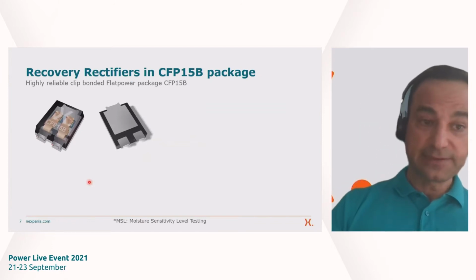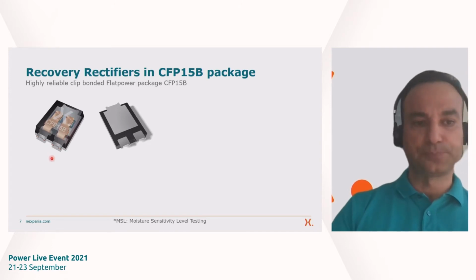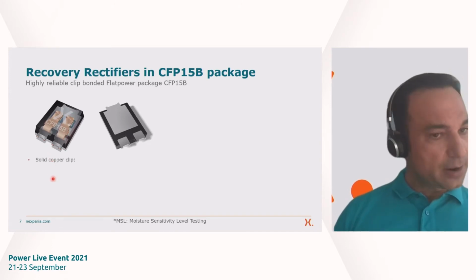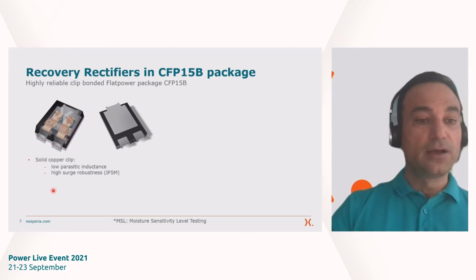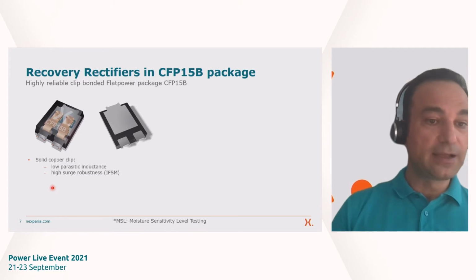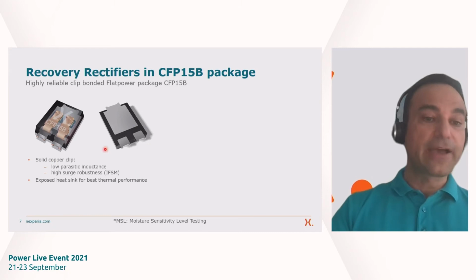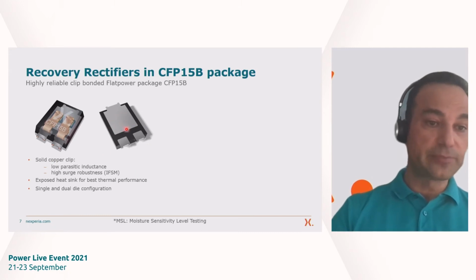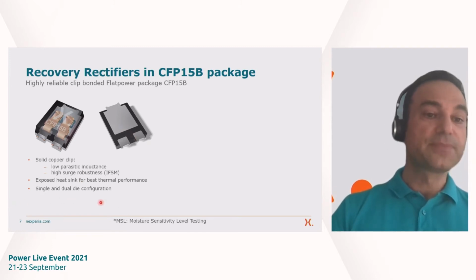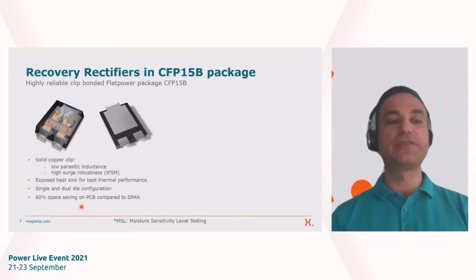In the first place, as you can see, it's a clip-bonded package, as shown in this picture. So we have a solid copper clip. This allows for a low parasitic inductance. It is giving you a high surge robustness, high IFSM. We have this exposed heat sink, allowing for best thermal performance. As I mentioned, we have dual and single die configurations. And very important is the space saving you can achieve on the PCB.